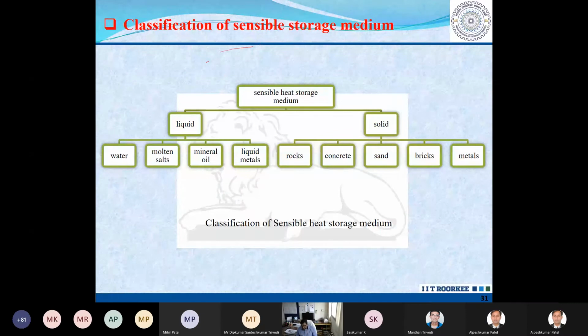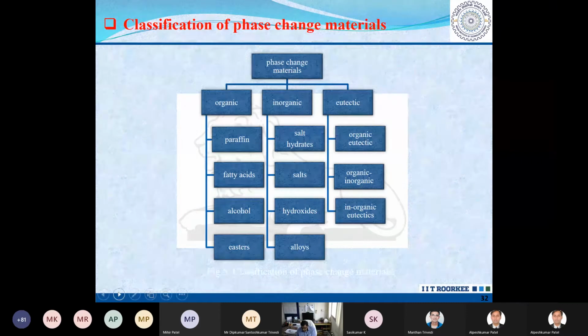So the sensible heat storage medium is liquid and solid. Already we have liquid water; we are already using this water system. Then molten salts, mineral oils, liquid metals, and the solids are rocks, concrete, sand, brick material. These are the things being used.